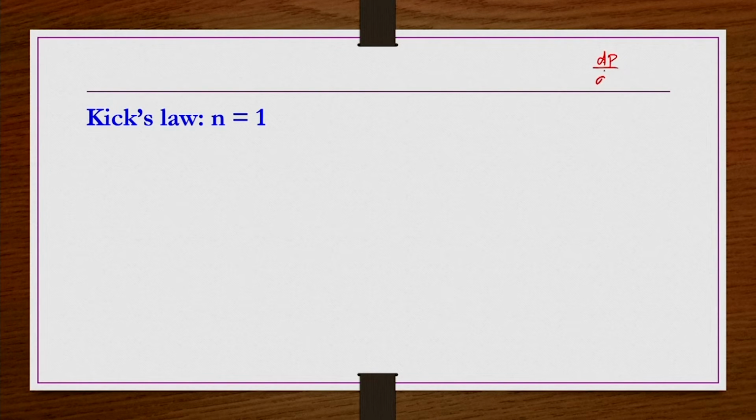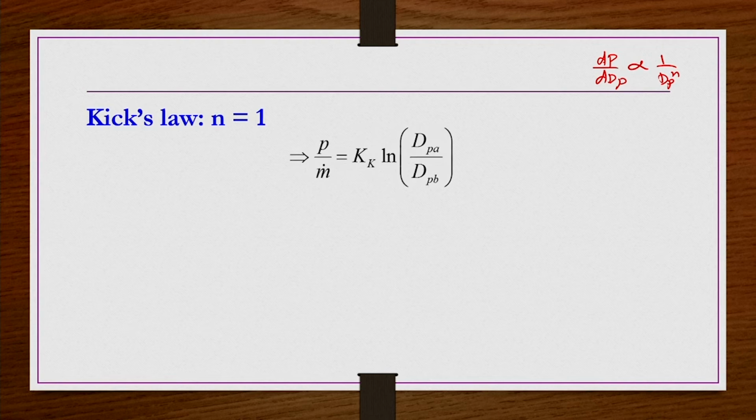If you substitute in dP by dDP proportional to 1 by dP power n, n is equal to 1, then integrate and then substitute the limits of dPA and dPB, that is the feed average size to the average product particle size, you will get Kick's law. That comes out to be P by m dot is equal to some proportionality constant Kk ln dPA by dPB. This Kk is known as the Kick's law constant.